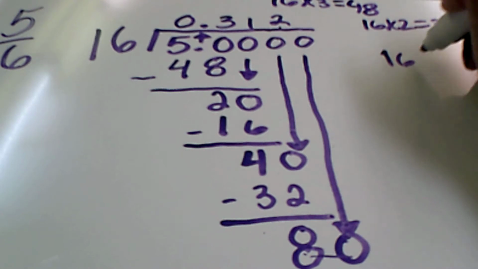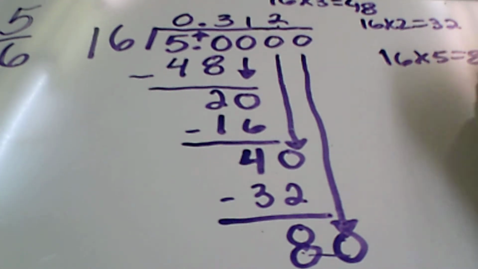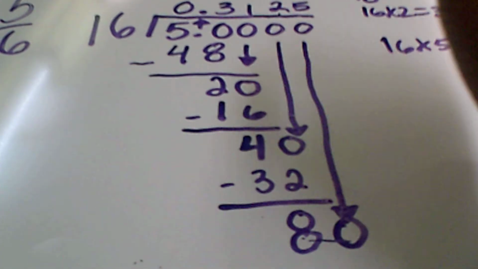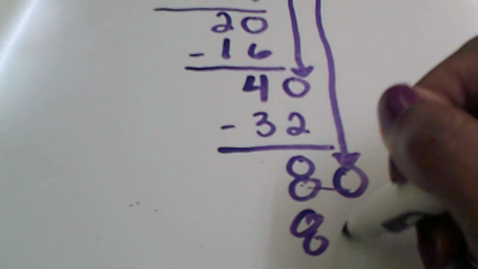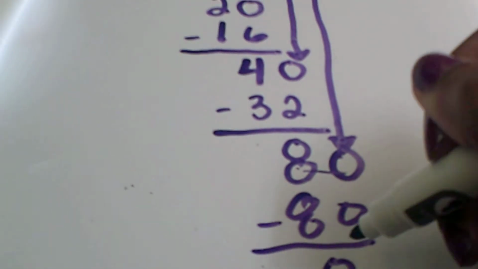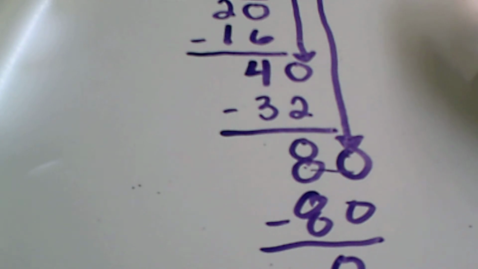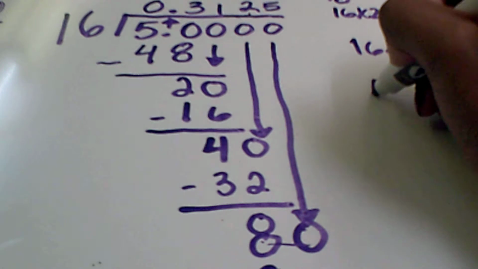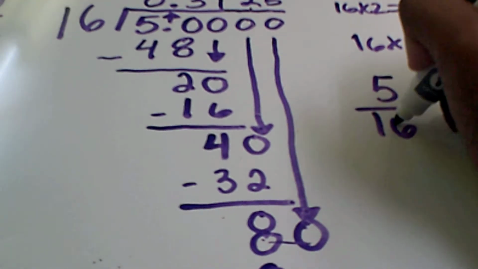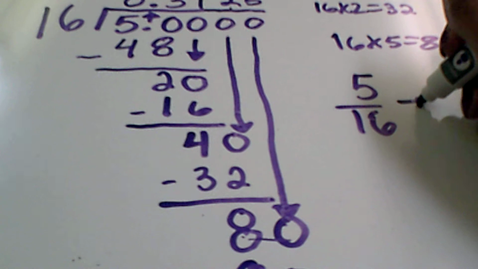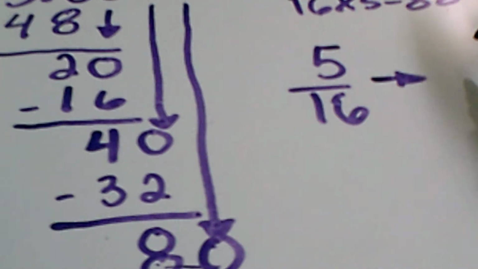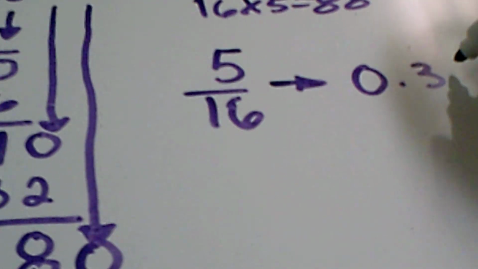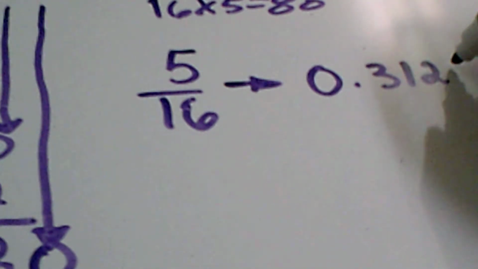Well, 16 times 5 will give us 80. So we put 5 up here. We write 80 down here, and looks like we are done. So we know that 5 over 16 converted to a decimal will give us 0.3125.